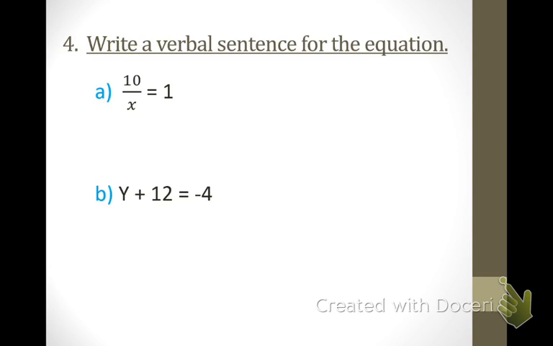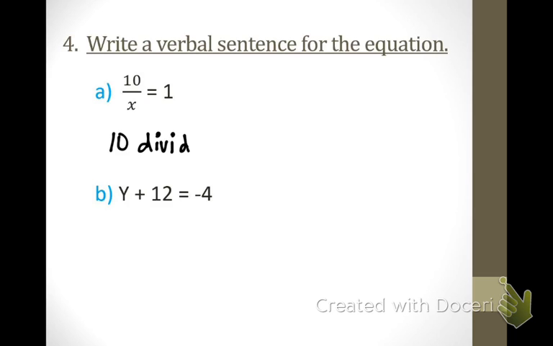Number 4 says to write a verbal sentence for the equation. So a verbal sentence just means you're going to be writing out some words, okay? I want you to try to do problem A on your own. Okay, very good. So we're doing it from left to right. And you know that this means to divide because a fraction bar always means to divide. So this means 10 divided by.